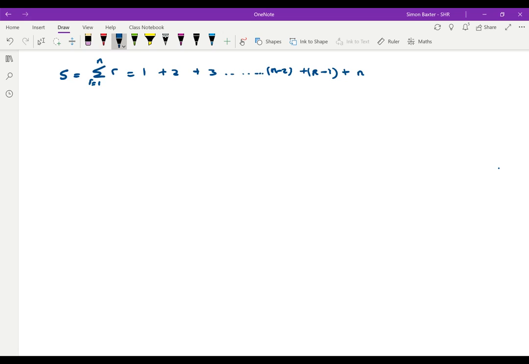Now that is a perfectly ordinary arithmetic series, and you could use the formula to add that up. I prefer to do it by writing everything down backwards. So I'm going to write the same thing down backwards. S is equal to n, n minus 1, n minus 2, keep going, and then it's going to be 3 plus 2 plus 1.